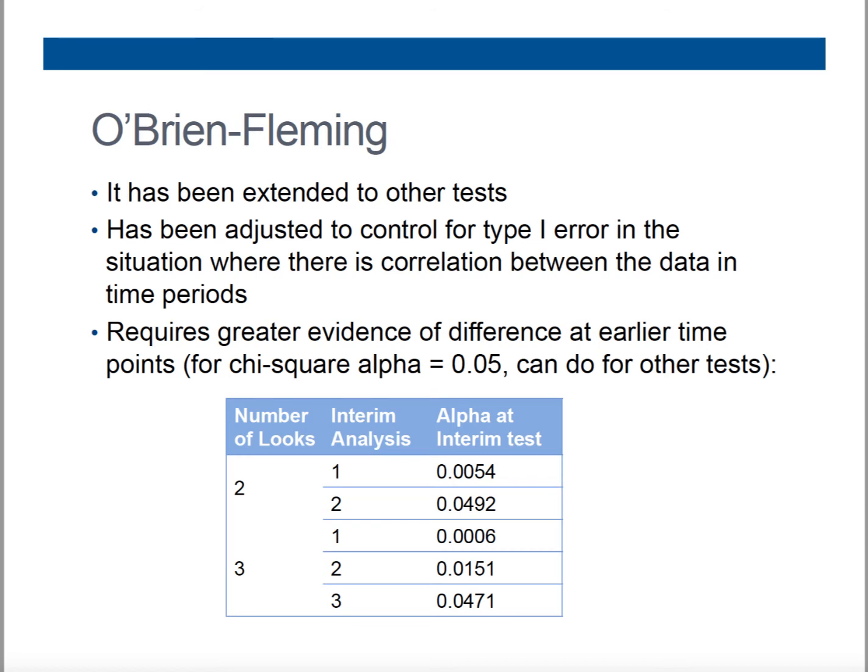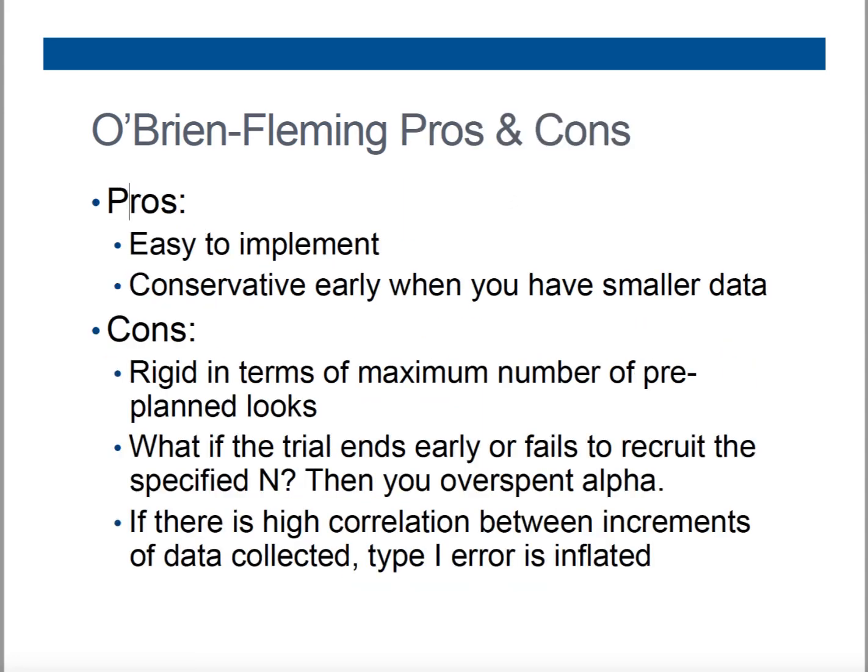It does require greater evidence of difference at earlier times. So if you see here for 2 total looks, your interim analysis and your final look, you would alpha test your interim at 0.005, and then your final test would be at 0.049, so very nearly 0.05. Frequentist tests are not additive like a Bonferroni with 0.05 divided in half. Because you have a relationship between the data you're using for your interim and the data that you're using for your full test, you can leverage that level of dependence. O'Brien-Fleming are relatively easy to implement, and they are conservative early when you have smaller data, which is what you'd like.